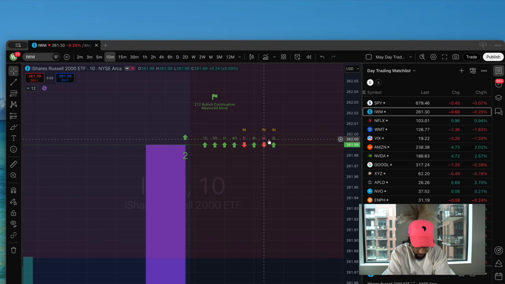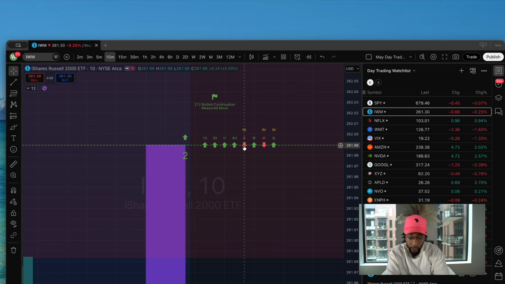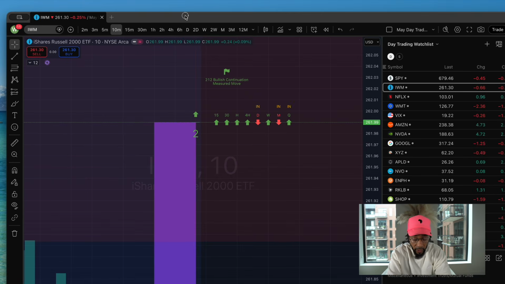Now, on the monthly, it shows bearish. On the daily, it shows bearish. So if you're taking a swing, you may not want to get into a call just yet because the daily may be showing bearish. So basically, you want the time frames to match up.